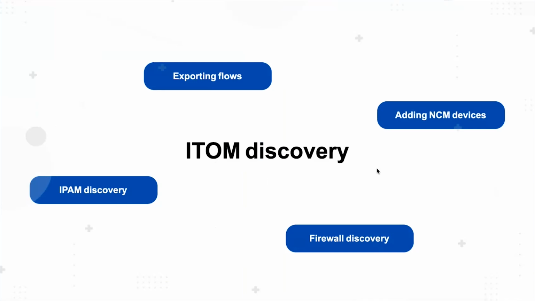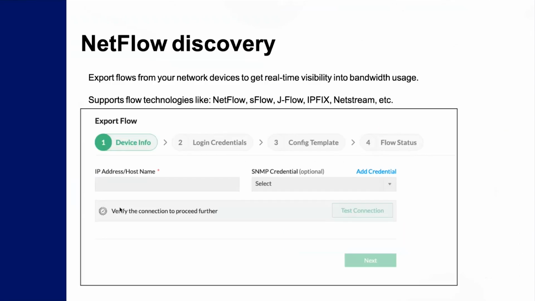We'll first talk about exporting flows to perform traffic and bandwidth analysis. Then we'll move on to explain how you can add devices to perform network configuration management. After that, we'll explain how you can add firewalls to a firewall policy analysis and optimization module. That's here. And then after that, we'll cover discovery for our IPAM module or IP address management module. So let's get started right away with NetFlow discovery.